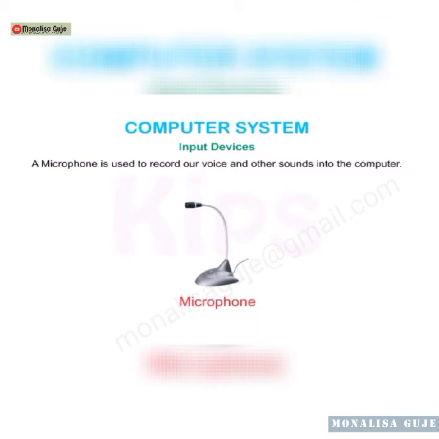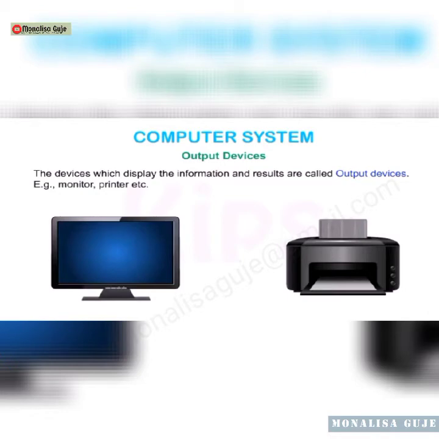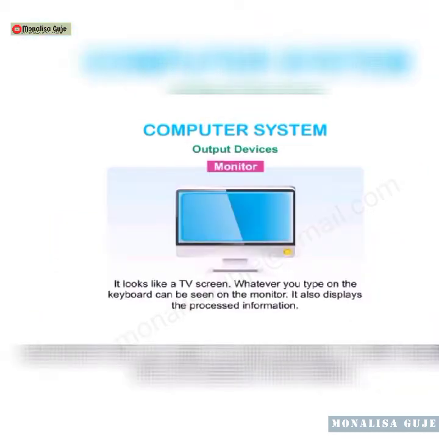So we have seen these input devices. Now we'll talk about the output devices. The devices which display the information and results are called output devices. Example, monitor, printer, etc.